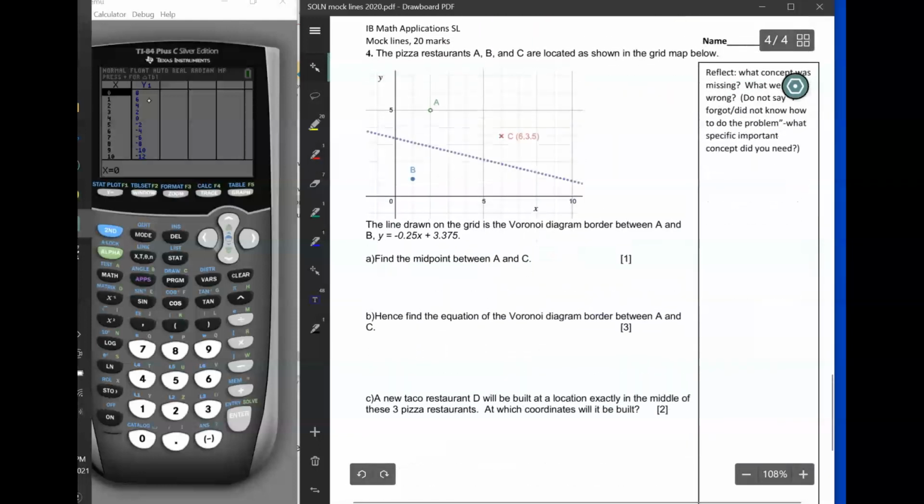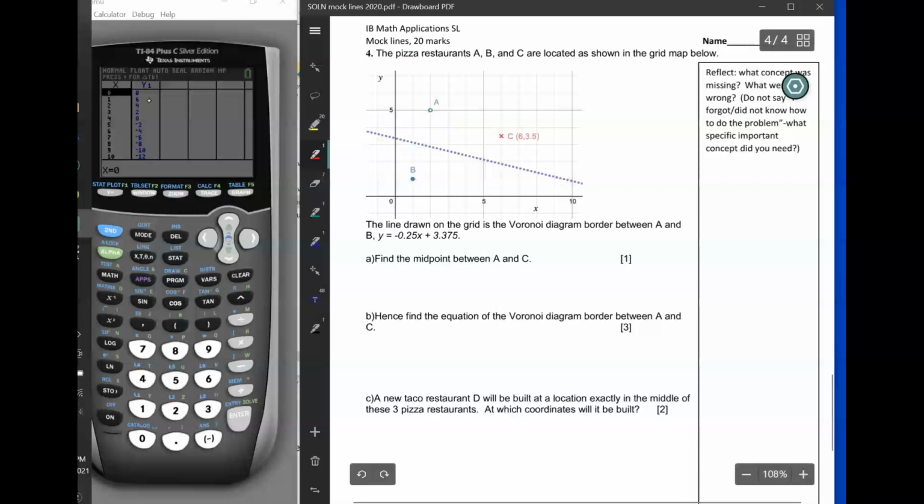Now here, of course, is a Voronoi diagram problem, because they're definitely going to ask you a Voronoi diagram problem on the exam. The pizza restaurants A, B, and C are located as shown in the grid map below. The A and B positions are quite clear because they're at exact integer values of x and y coordinates. The C value is a little bit harder to see exactly, so the C coordinates are provided: (6, 3.5). The line drawn on the grid is the Voronoi diagram border between A and B. You can kind of see that because if you connected A and B with a line, this purple dotted line is perpendicular to the red line, at least visually, right?